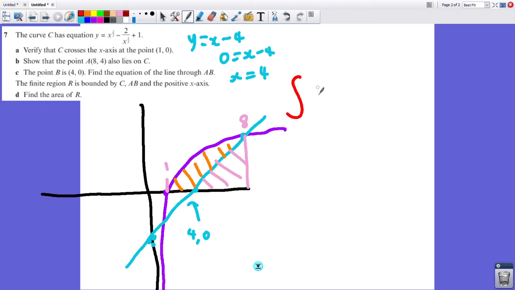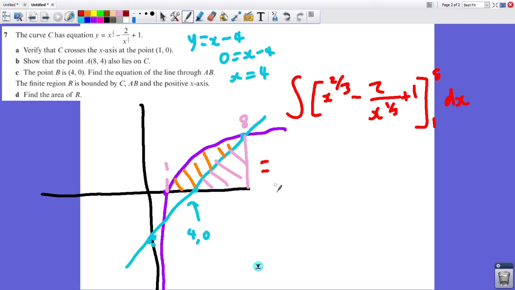So the integral of that will be 3 minus, plus 1 between the values of 8 and 1 with respect to x will be equal to, we'll add 1 to the power to make it 5 over 3, divide by the power to make it 3 over 5, x to the power of 5 over 3.